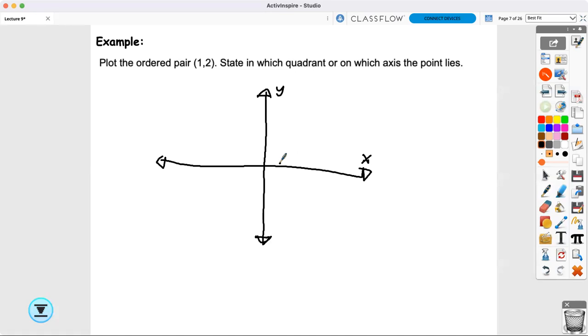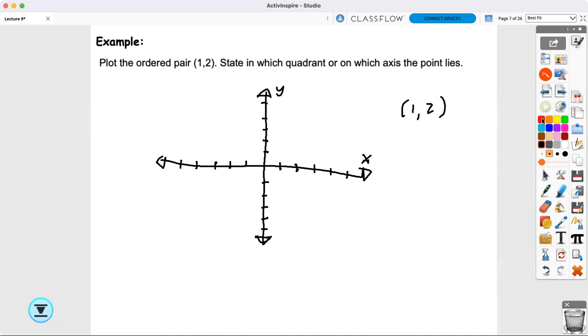So when you do the little dashes, try to be as equal as possible. 1, 2, 3, 4, 5. I'm gonna go up to 5 on both sides. 1, 2, 3, 4, 5. 1, 2, 3, 4, 5. We set it up. And now we want to plot the point 1, 2.